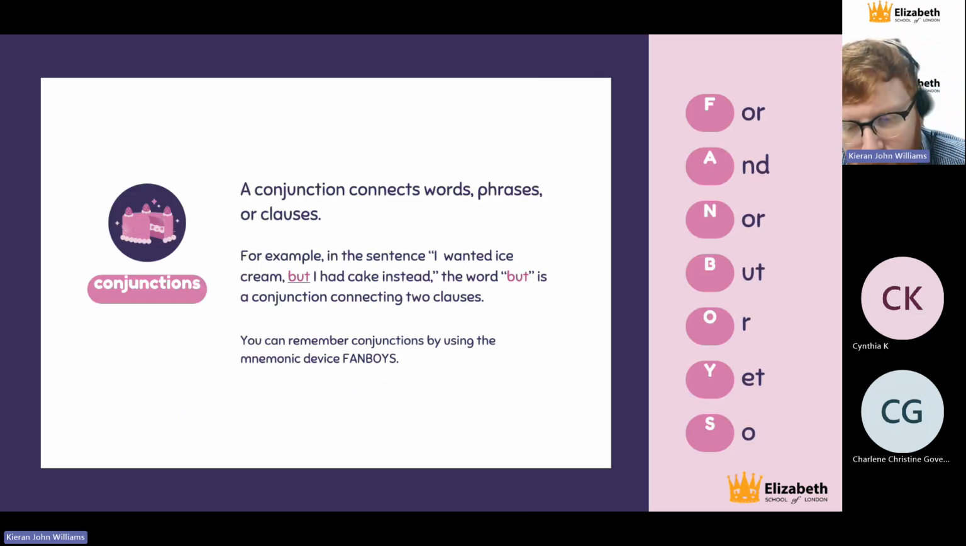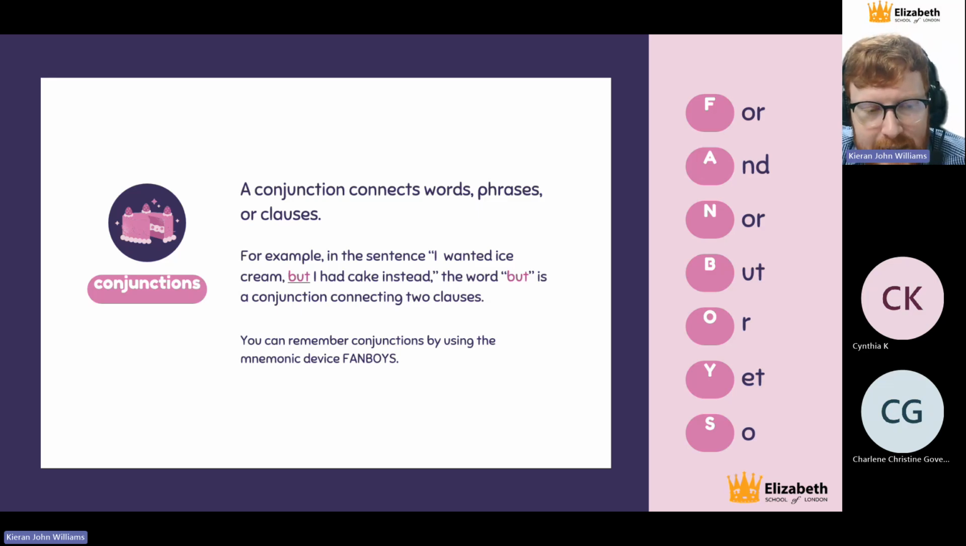The last thing that we have are conjunctions. Conjunctions are those words which connect words or phrases or clauses or sentences. The example that we have here is, I wanted ice cream, but I had cake instead. We've got I wanted ice cream, I had cake instead, and we are connecting them together by using the word but.